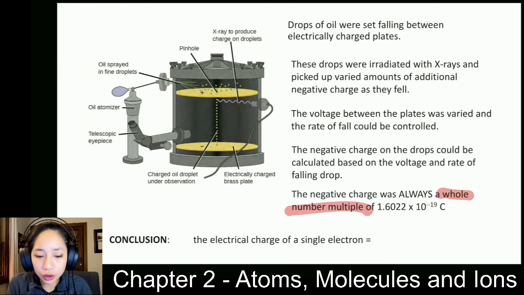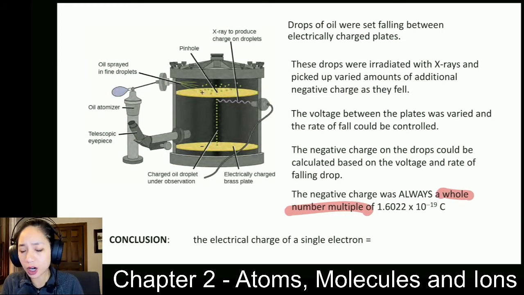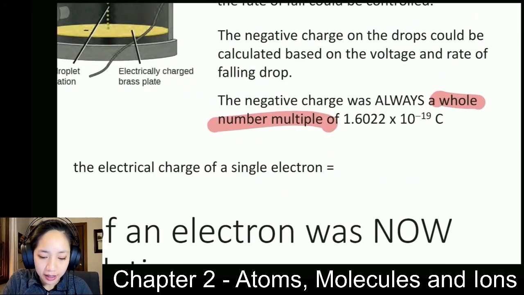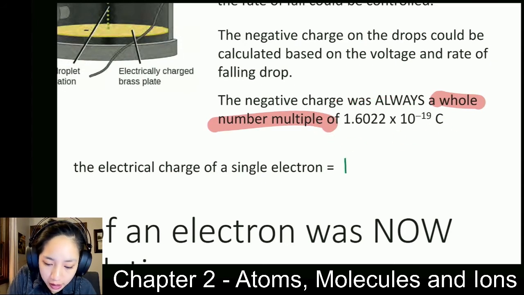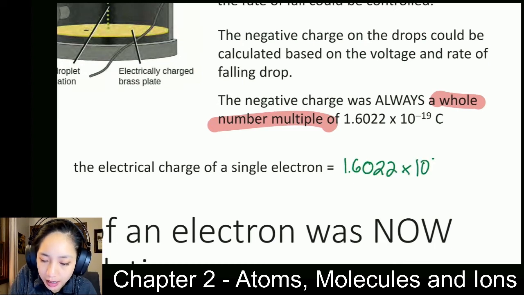So his conclusion was that, because sometimes oil droplets would have 1, 2, 3, 4, 5 extra electrons on it, the electrical charge of one electron has to be this number, that multiple. So a single electron must have a charge of 1.6022 times 10 to the negative 19 coulombs.